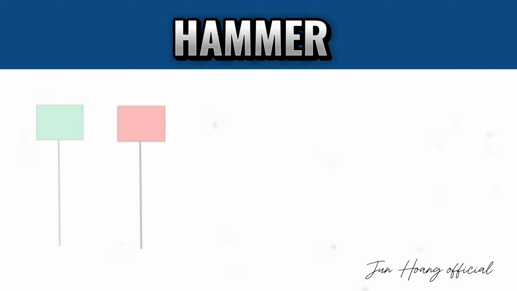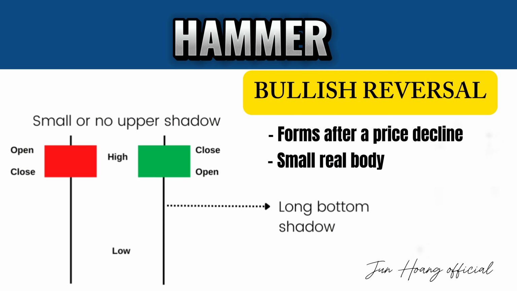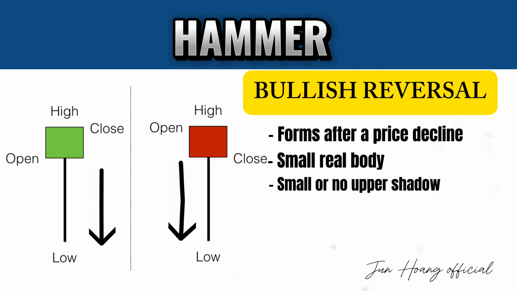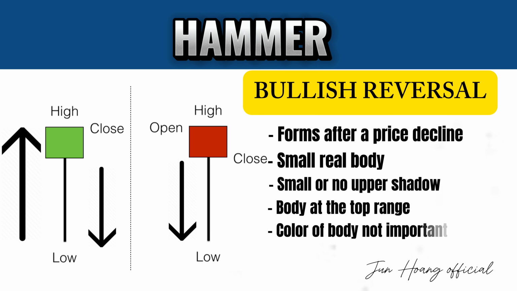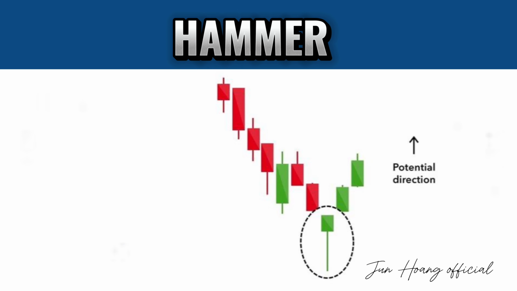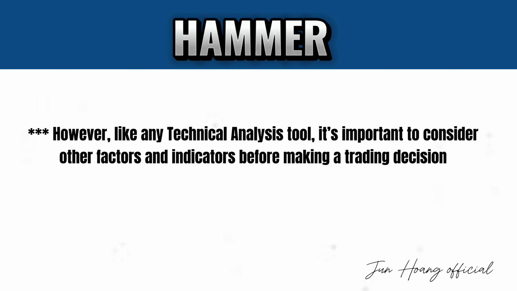The hammer candlestick has a small real body with a long lower shadow. The long lower shadow suggests that sellers pushed the price significantly lower during the trading session. But by the end of the session, buyers were able to push the price back up, closing near or at the high of the day. This pattern indicates that despite the selling pressure, buyers were able to regain control and potentially reverse the downtrend.